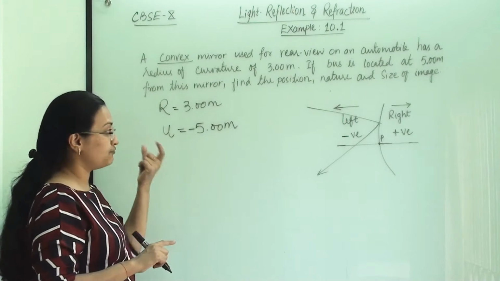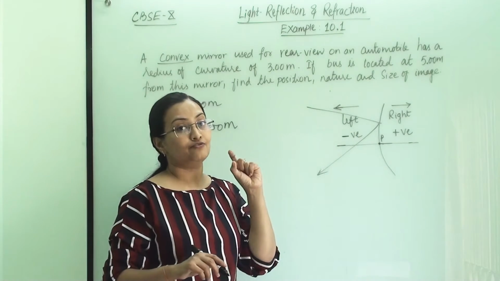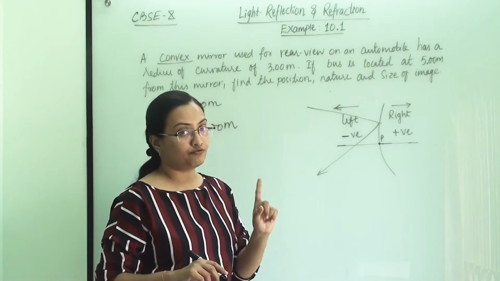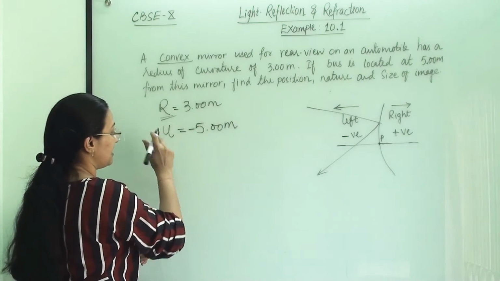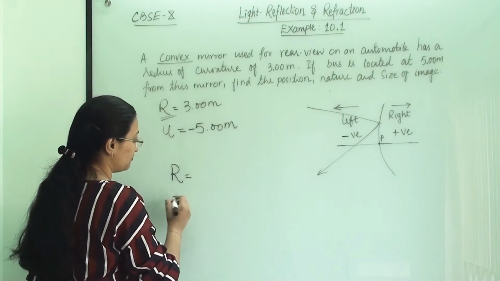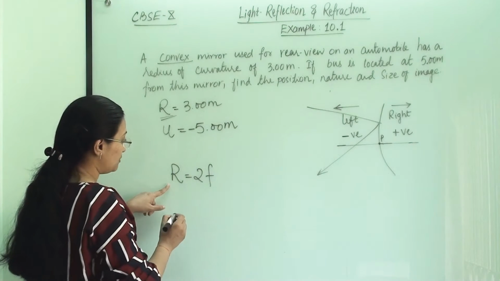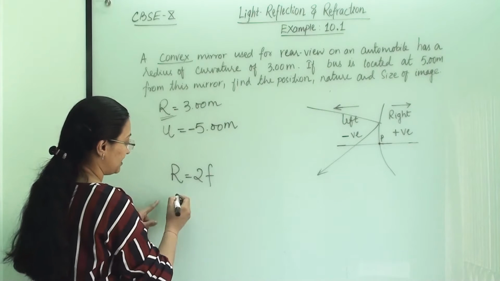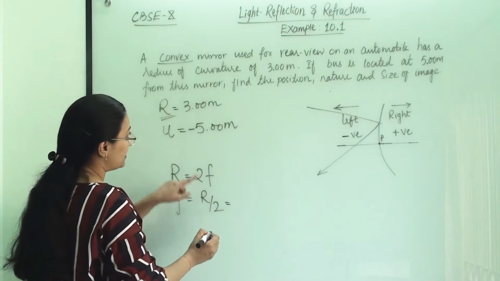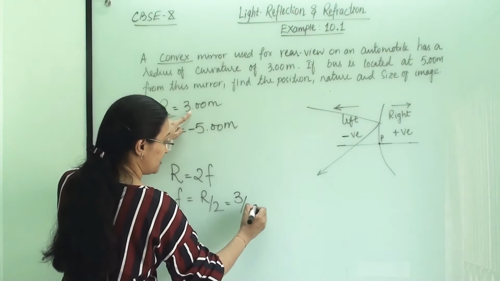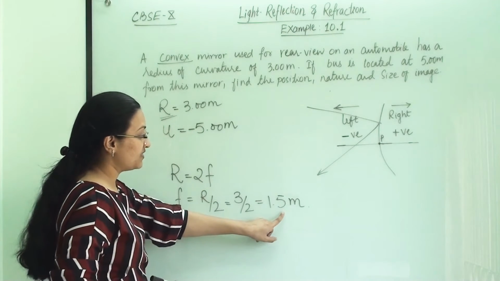F is the focal length. Focal length is the distance between pole P and the focus point. We are going to find it from R, which is given here. R is the radius of curvature and the formula is R equals 2F. Now we know R, so we can find F. F equals R divided by 2. We know R is 3, so 3 divided by 2 we will get 1.5 meter.